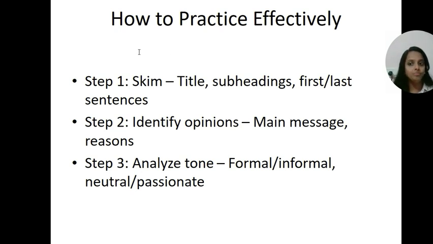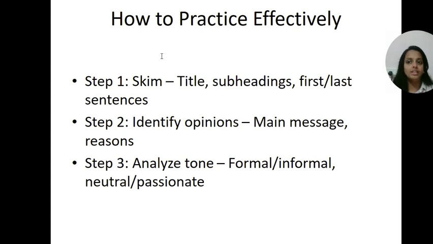And step three, you have to analyze the tone, whether the tone is formal or informal, neutral or passionate. You just need to have a look into that because the writers may politely suggest a change or sometimes they demand it. So, all these clues will help you answer CELPIP questions correctly.